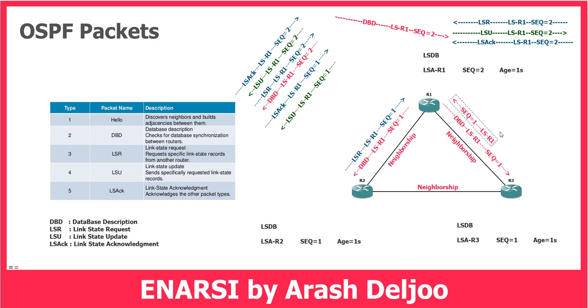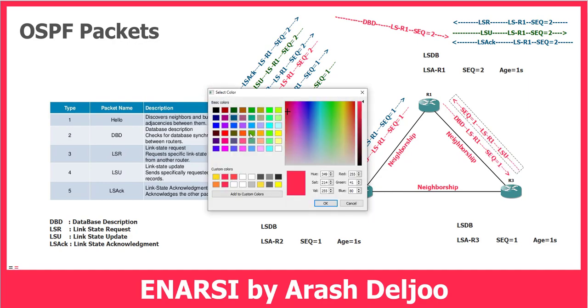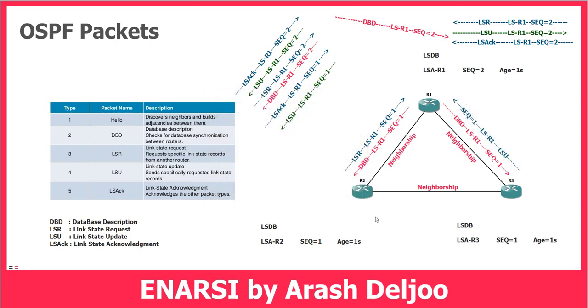And then this is the LSU. This is the LSU of router 3 sending to router 1. I will show you. After that, you know that router 1 should send a link state update to router 2 and also to router 3. Let me show you. This is the link state update, LSU, to router 3, including the link state of router 1 with the sequence number 1.